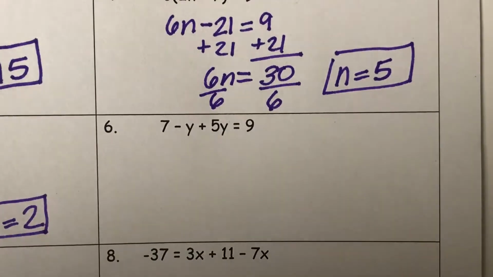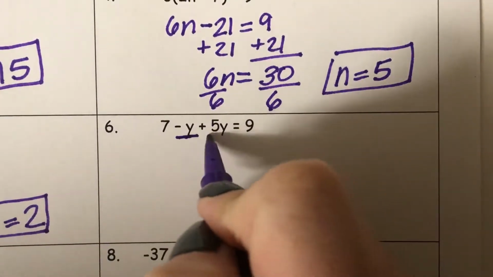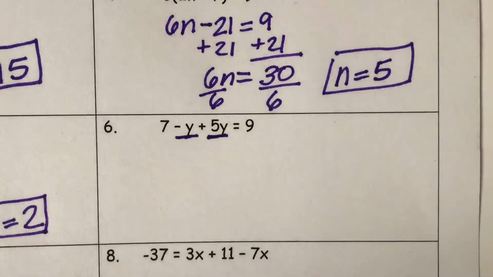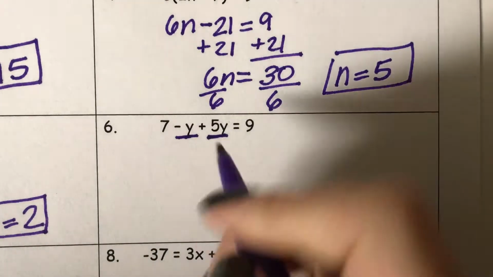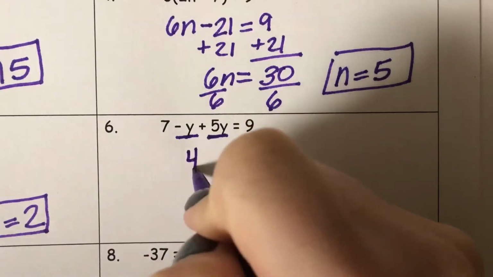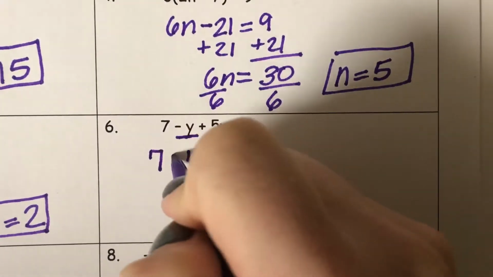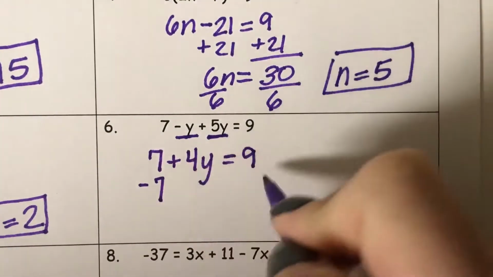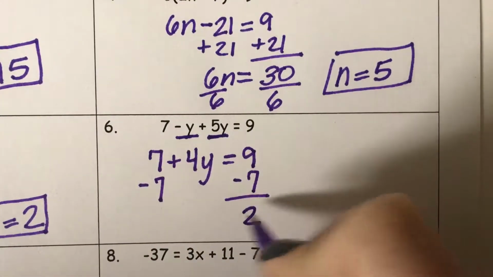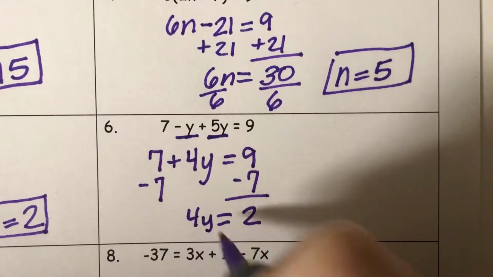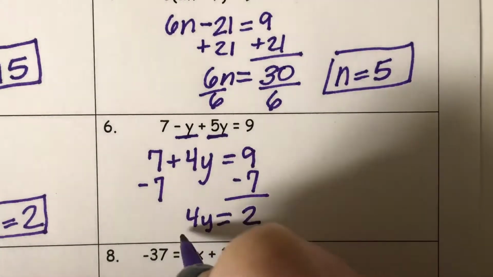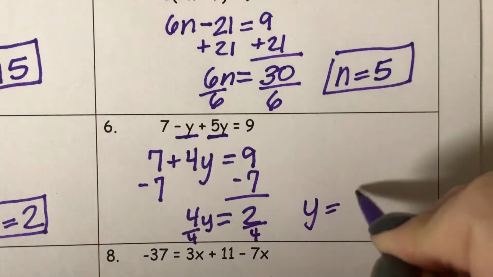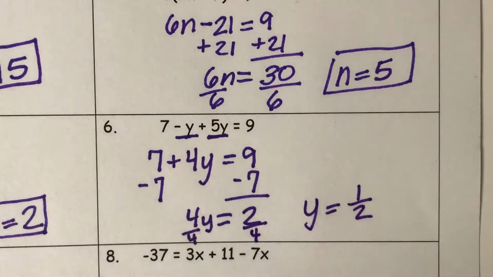Number 6. Again, we have 2 y's, so we need to combine them. So remember, there's an invisible 1 in front of the y. So negative 1y plus positive 5y, we have to find their difference, is 4y. So we have 7 plus 4y equals 9. Subtract 7 to the other side. We are left with 2 is equal to 4y. Divide by 4. We are left with y equals 1/2 because 2/4 simplifies to 1/2.